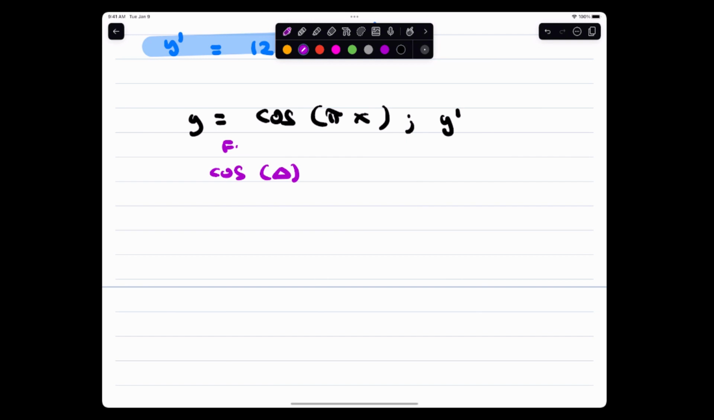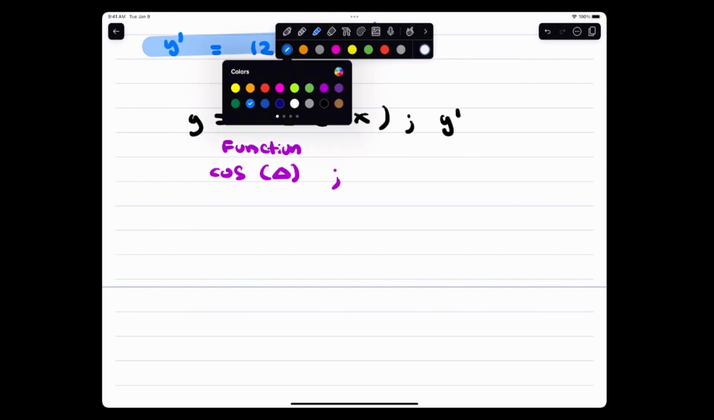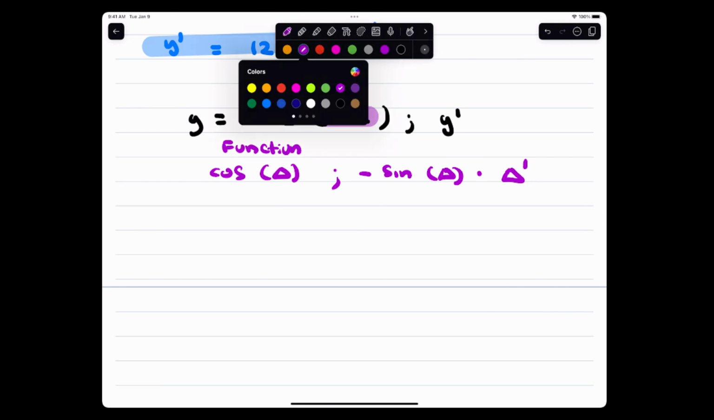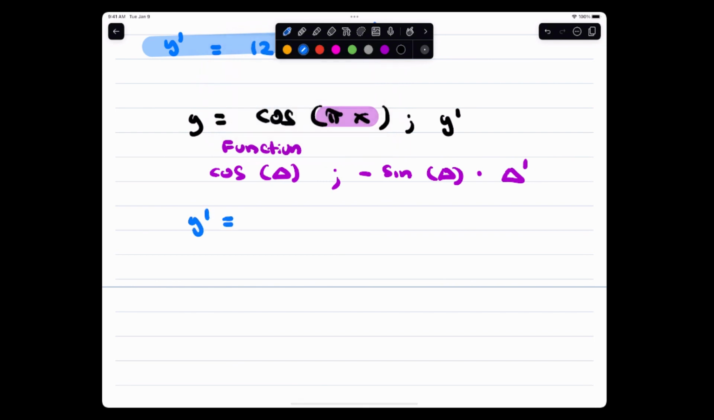So if your function is cosine of some argument inside here, this is called the argument of cosine, right? So what's the derivative of cosine? It's minus sine times that derivative. So you're going to say minus sine times pi x times the derivative of what? Pi x. Okay?